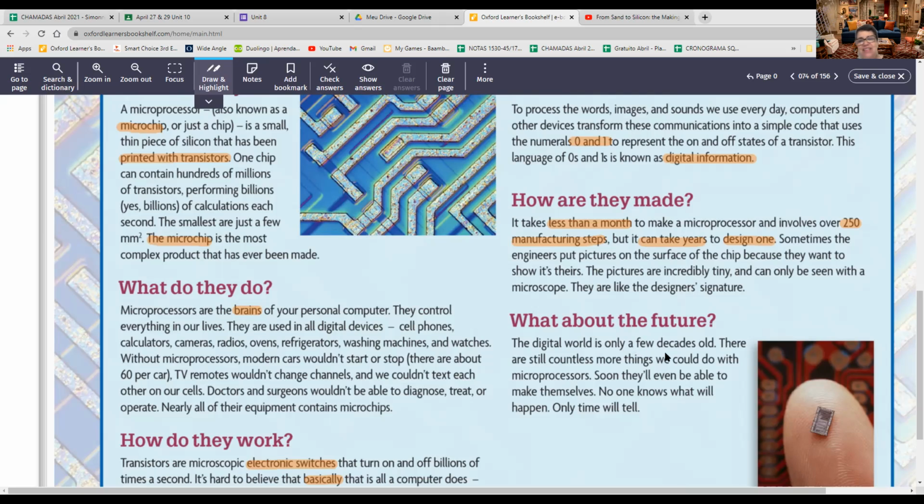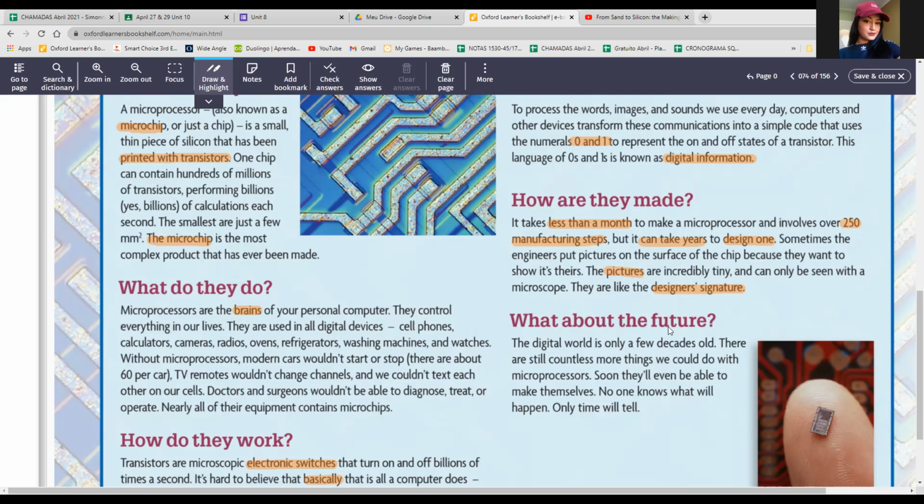The pictures are incredibly tiny and can only be seen with a microscope. Just like I said, they are like the designer's signature. So it's a way to do it. I will try to find a picture that I saw the other day where they show an engineer putting a picture on a microchip. I'll try to find this video.